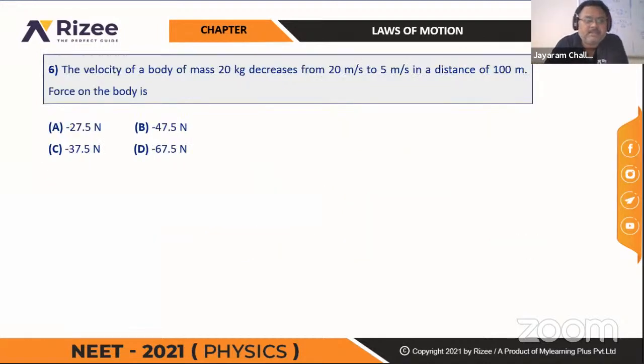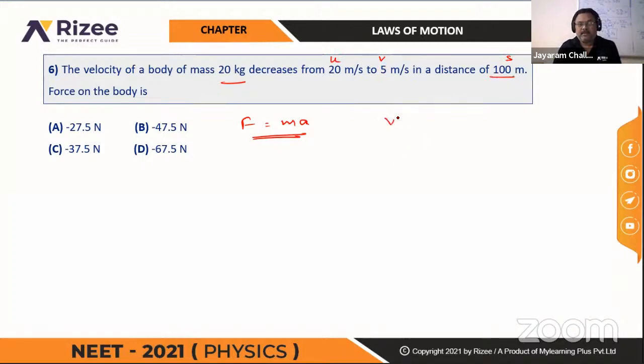Next, the velocity of a body of mass m equal to 20 kg decreases from 20 meter per second to 5 meter per second in a distance of 100 meters. Find the force acting on the body. If I need to find the force, F is equal to ma. So we need an acceleration value since we have the mass. Since velocity is decreasing from initial velocity u to v, that means it is a retardation case, and the distance traveled has been given.